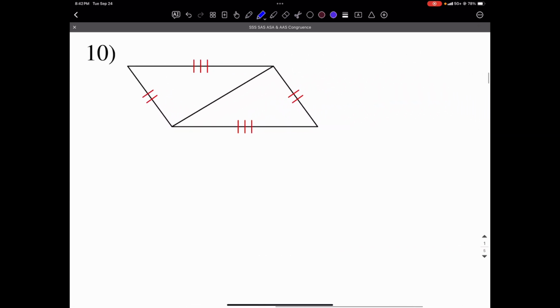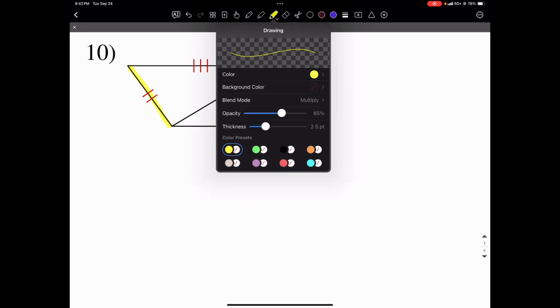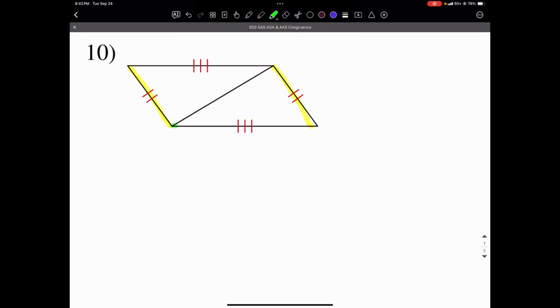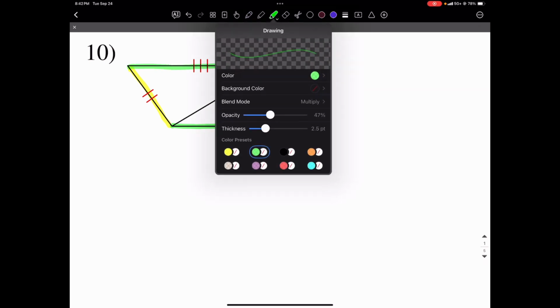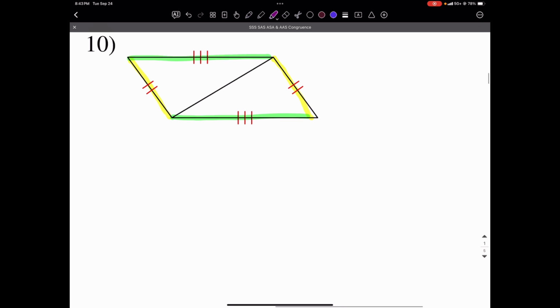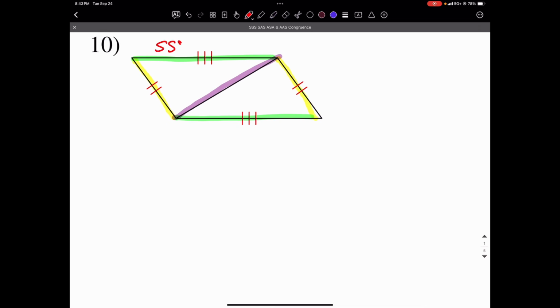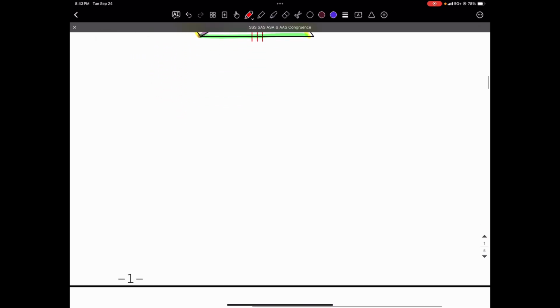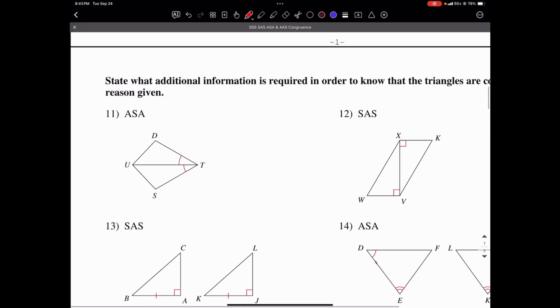In this last one, number 10, you have one side length that's the same. Then you have another side length that's the same. And then, just like before, if they're sharing this middle side, that side length is the same also. So for this one, of course, you would have side, side, side congruence. All right, so that's the first worksheet. Moving on to the second worksheet.